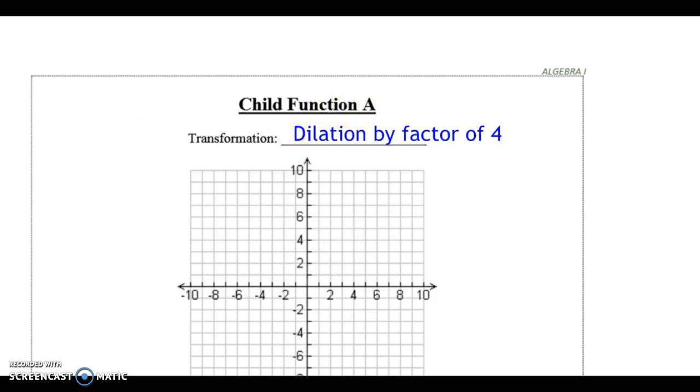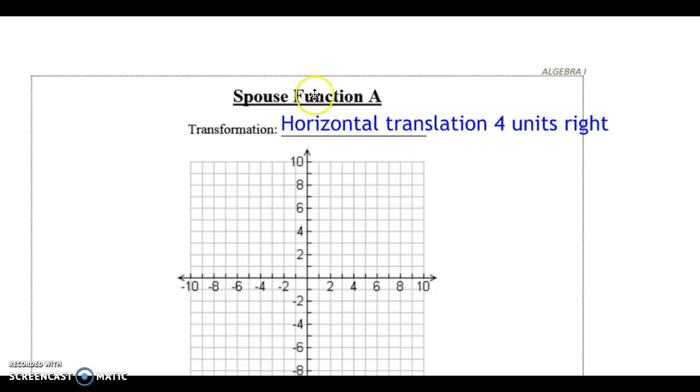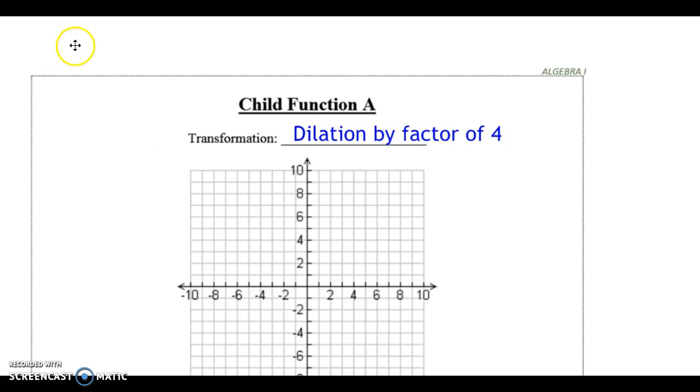Now continuing with this example, remember we had the child function A being a dilation by a factor of 4, and we also had spouse function A being a horizontal translation 4 units right. That means the other two functions, the child function B and the spouse function B, should be the other two types of transformations that we talked about.